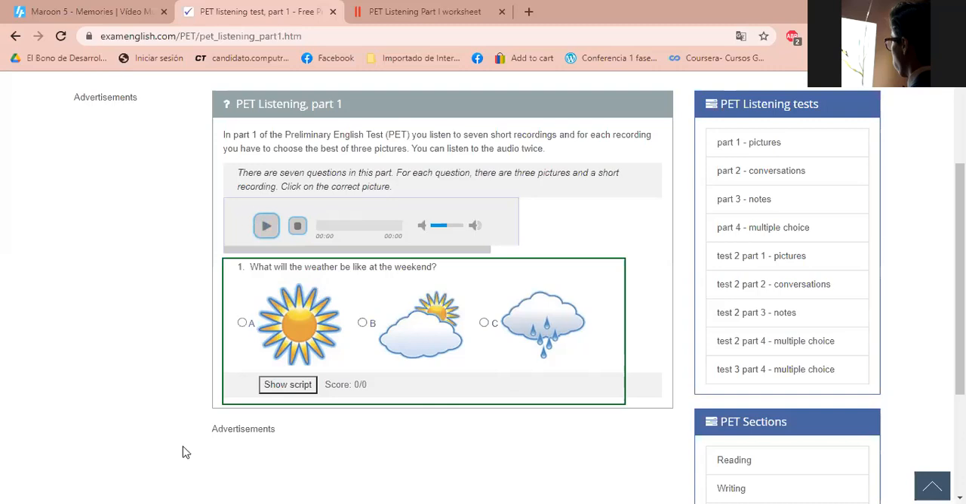We're going to listen, guys. Vamos a escuchar el audio, and I'm going to ask you to send me the answer, ¿sí? Through the Zoom chat. Van a escribir en el chat de Zoom la respuesta que ustedes consideran es la correcta. Okay.